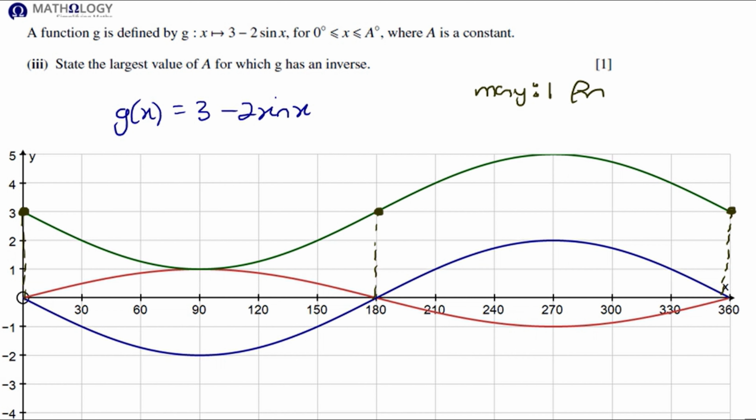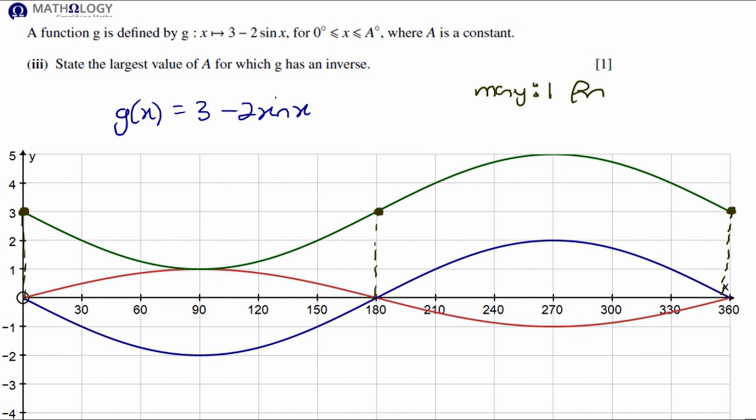Now, we want to restrict this many-to-one function to a one-to-one function, because the only way we can find an inverse of a function is if the function is one-to-one, right? As it is right now, 3 minus 2 sine x does not have an inverse because it's not a one-to-one function. So we're going to restrict g of x such that it is a one-to-one function.